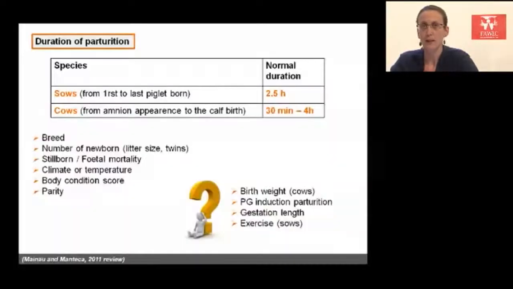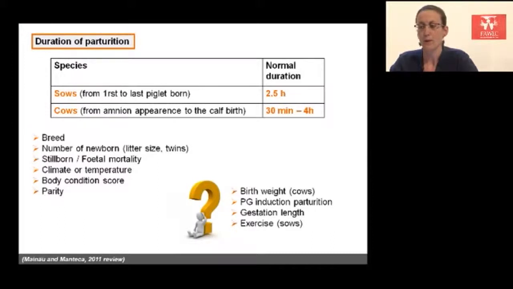It's true that there are other factors where there isn't a clear agreement between studies, and that also need more research. So, for example, factors that can modify the duration of parturition are birth weight, the induction of parturition using prostaglandin, the gestation length, and finally exercise.